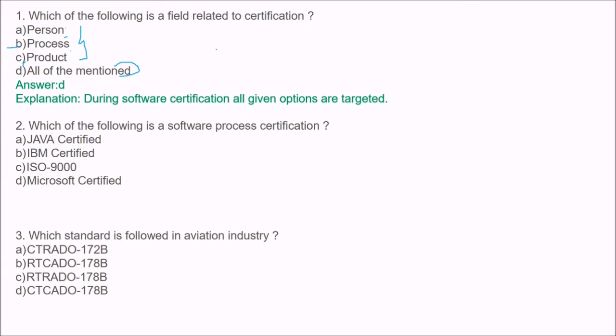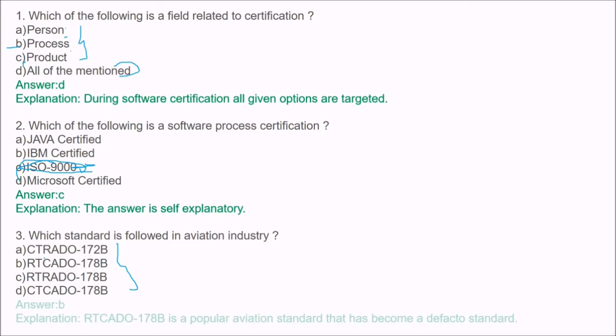Which of the following is software process certification? Java certified, IBM certified, ISO 9001, Microsoft certified. The answer is ISO 9001, because this is software process certification. Which standard is followed in the aviation industry? Do you know the answer? The answer is B, RTCA DO-178B. This is a popular aviation standard that has become a de facto standard now.